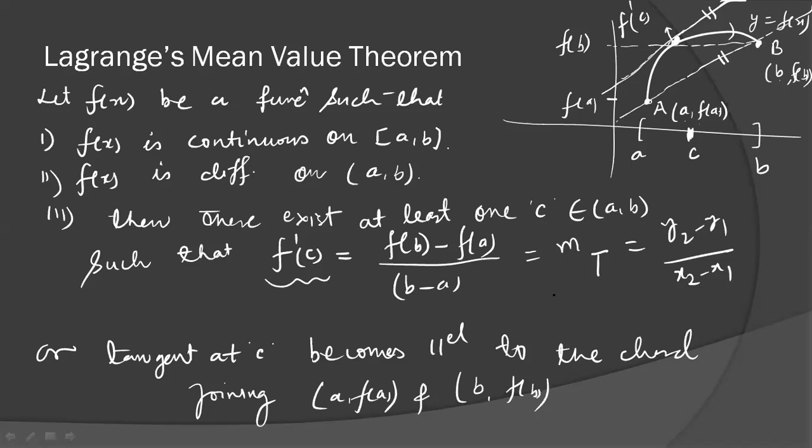There will be at least one c, which means you can get more than one c also. In that case the graph will look like some other form. If you see here, the graph can be like this. Between a and b, you can get more than one c. This is your c, this is your c, this is your c, and all these tangent slopes will be parallel to the slope of this chord. Let's see some examples.